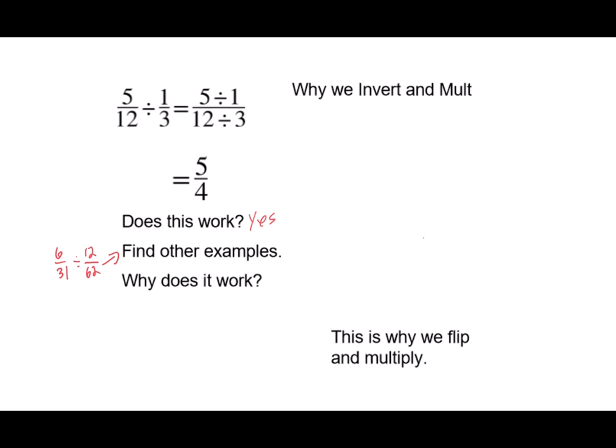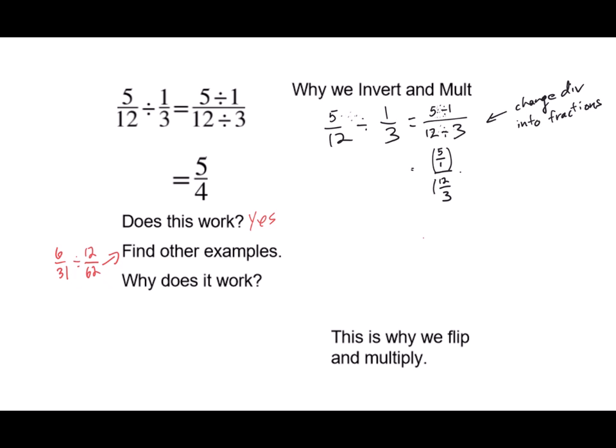Now, all we're going to do is take our problem and change our division into fractions. In doing so, we have this weird looking massive fraction, 5 over 12 on top and 3 over 1 on the bottom. So in order to get rid of the bottom fraction's denominator, we're going to have to essentially multiply by 1. Whatever you do to the top of our expression, you have to do to the bottom of our expression.